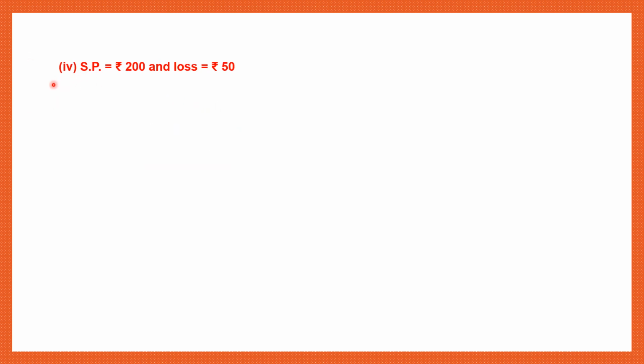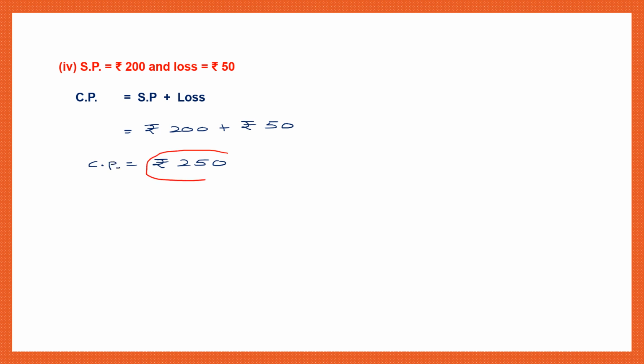Question 4. Again we have to find the cost price. Here selling price is given and loss is given in rupees. It is not loss percent. When there is a loss, that means selling price is less than the cost price. So to find the cost price, we say selling price plus the loss will give us the cost price. So selling price here is 200 rupees and the loss is 50 rupees. So 200 plus 50, we have found it to be 250 rupees. And what have we found? We have found the cost price. So this is the answer. Cost price is 250 rupees.